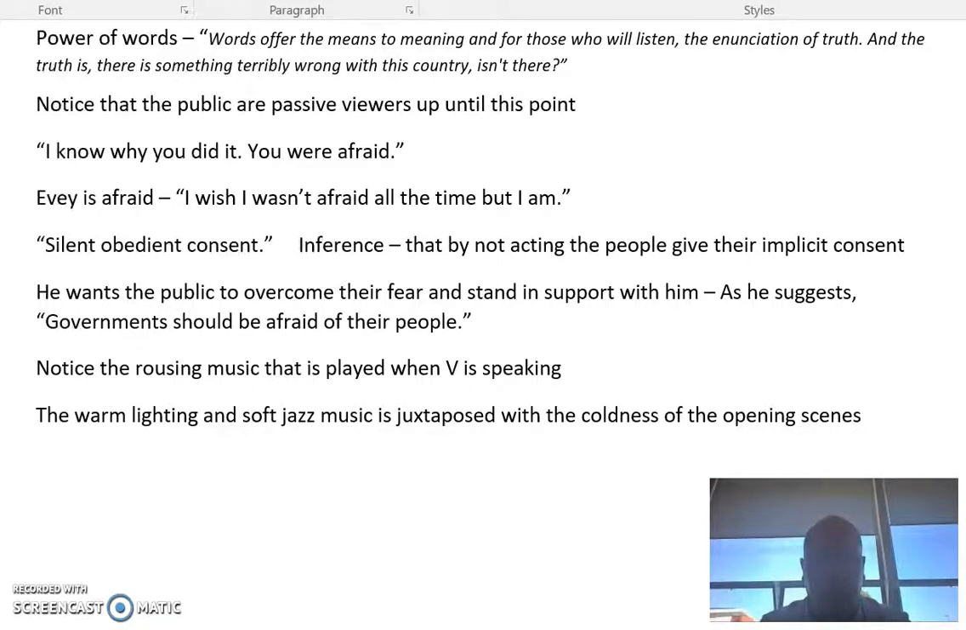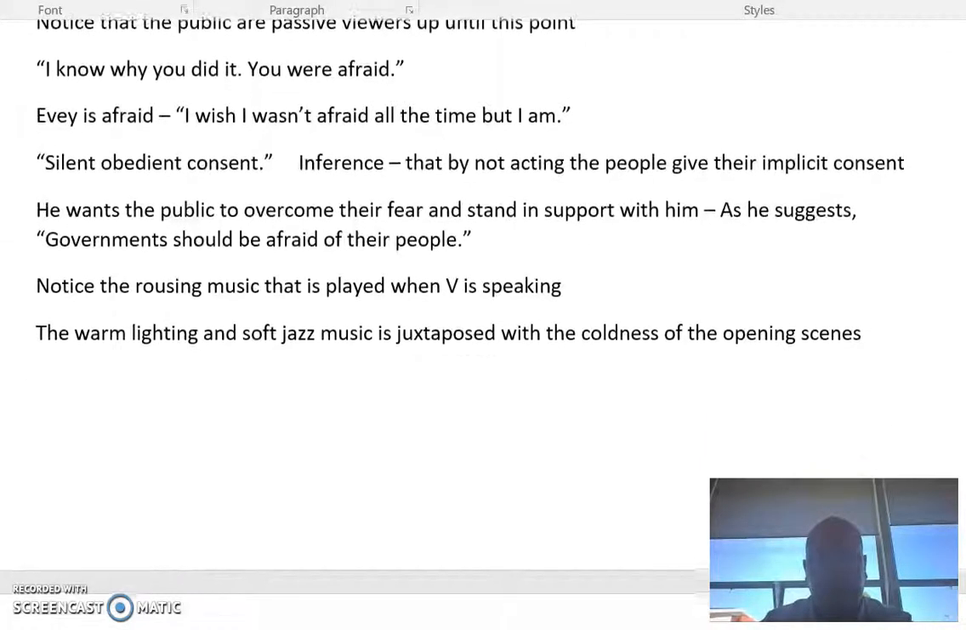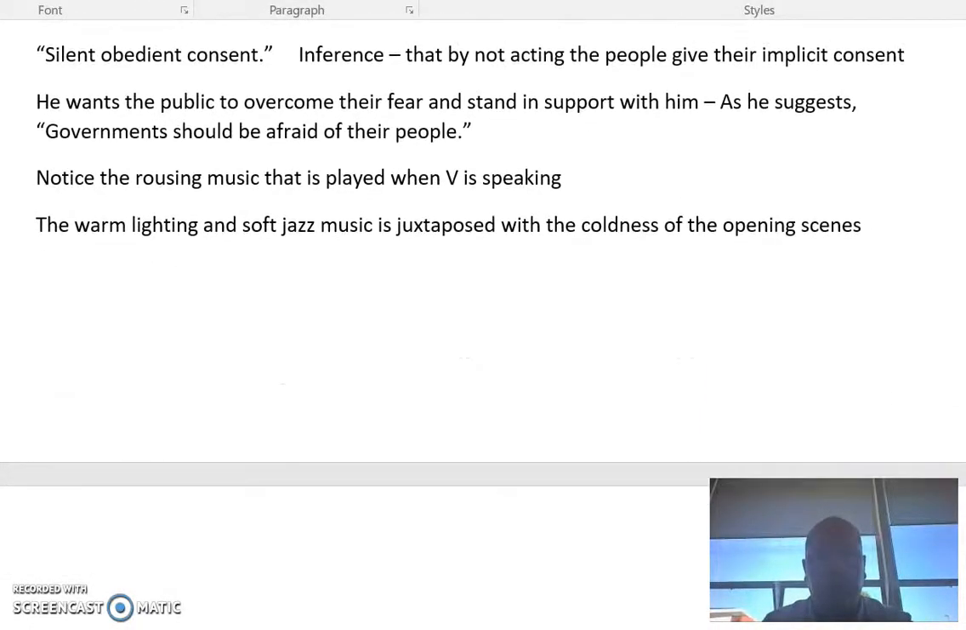And as we talked about today, he wants the public to overcome their fear and stand in support with him. As he suggests, governments should be afraid of their people, not the other way around. A couple of technique things as we're going along. Notice, I think the rousing music is played when V is speaking. It always builds to a sort of crescendo.